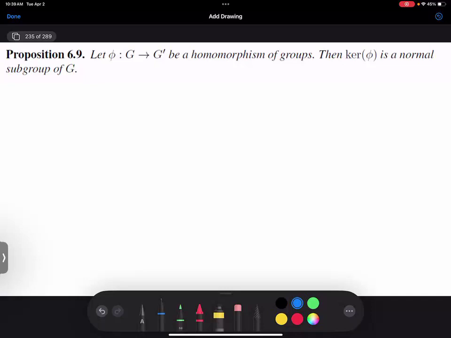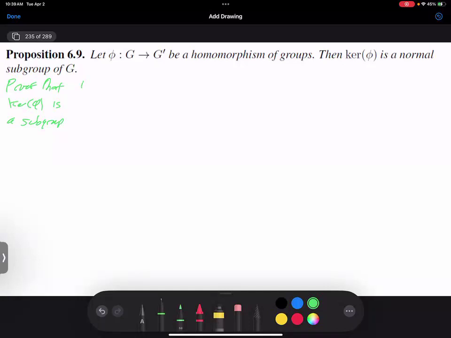So what I want to do now is prove this proposition. We've already proven earlier that the kernel of phi is a normal subgroup. I want to reprove that just because it's been a while and this is the first class back. So let's just go through and do the calculations. So the first is proof that the kernel of phi is a subgroup.